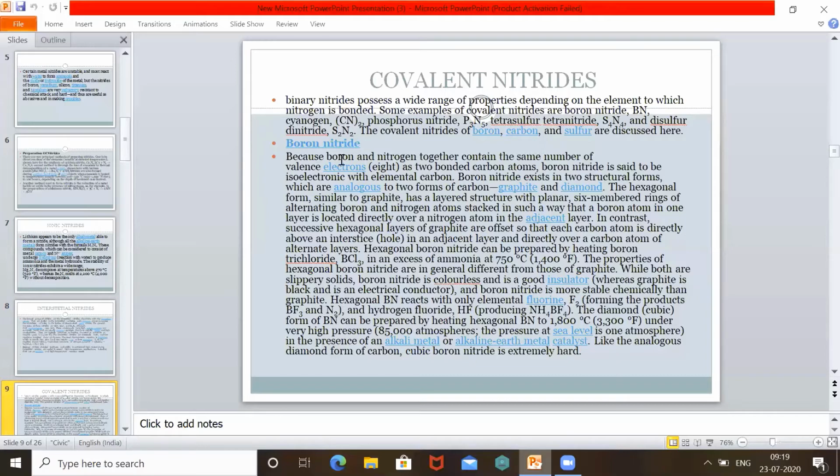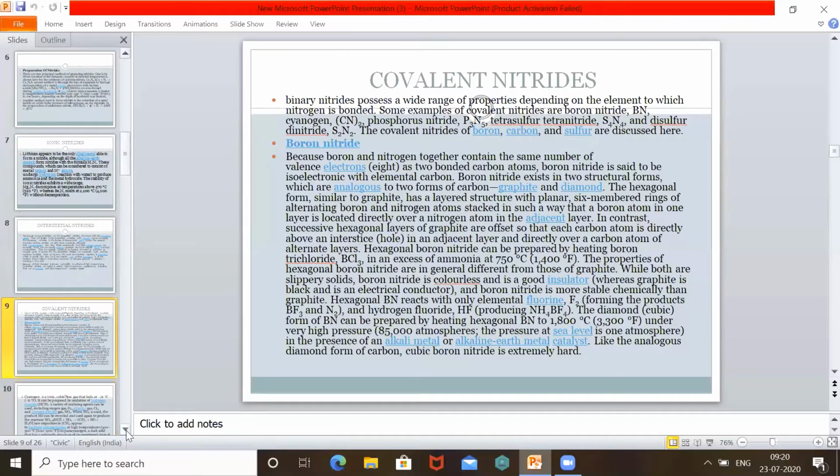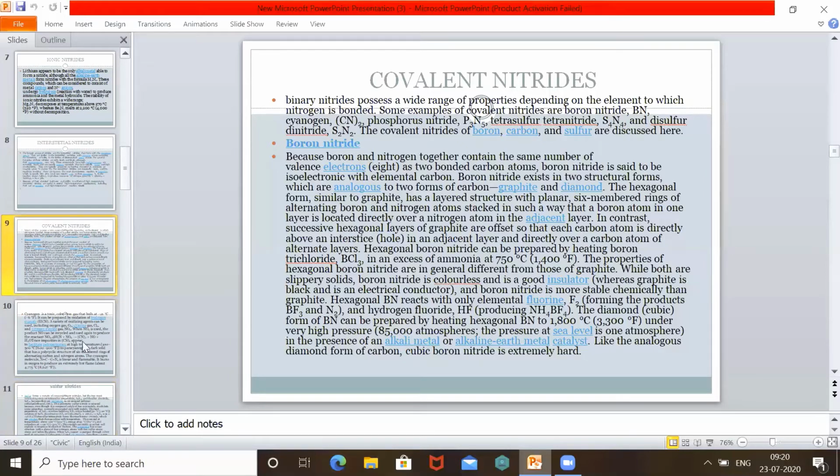Don't get confused. Boron and nitrogen belong to different groups. Boron belongs to the third group, nitrogen belongs to the fifth group. But boron nitride and boron carbide have a similar structure. The structure will be the same as graphite and diamond. Hence, it's a very hard structure. Yesterday in the last class we saw boron carbide is also known as carborundum. So this is boron nitride. We will not go into so many details of this. For covalent nitrides you have to name cyanogen, boron nitrides, sulfur nitrides.